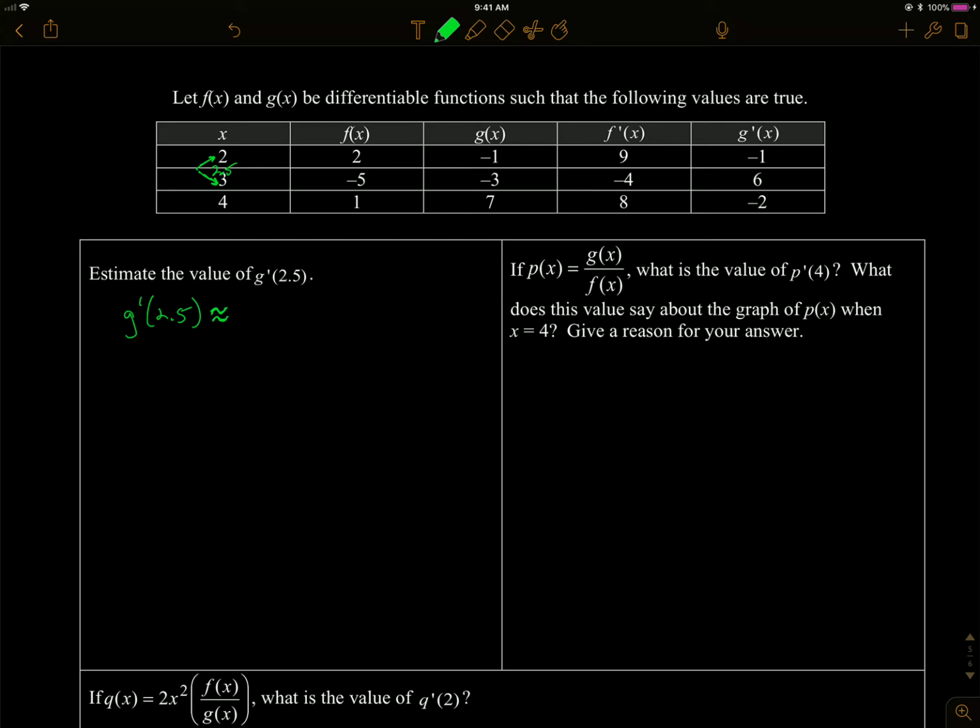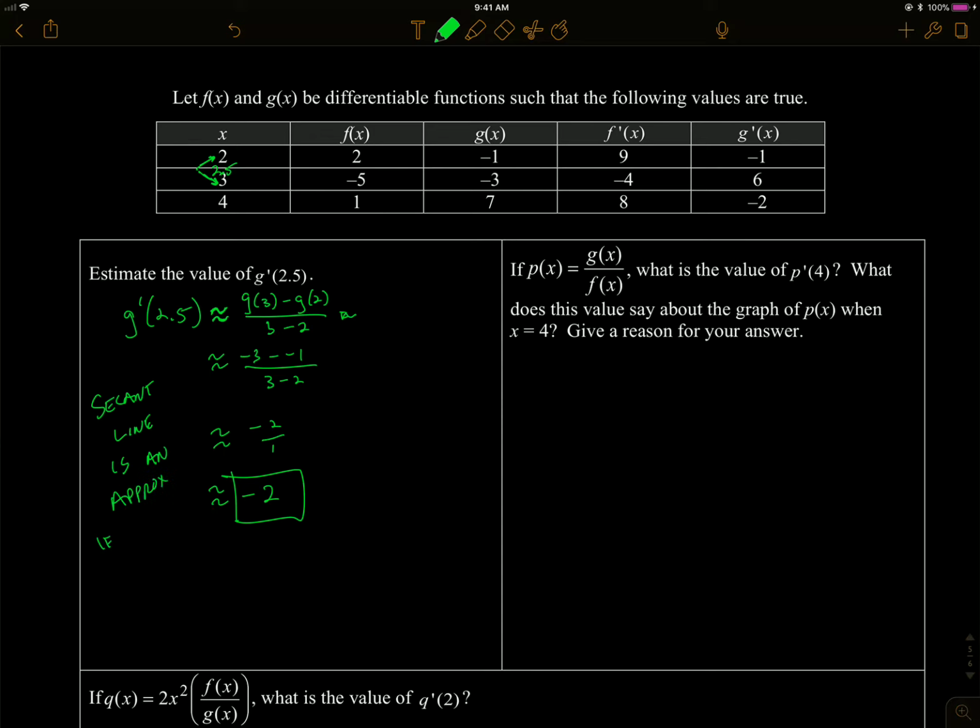So we've got g of 3 minus g of 2 all over 3 minus 2. So g of 3, I'll keep using approximates, I guess. g of 3 is negative 3. g of 2 is negative 1, all over 3 minus 2. So it's going to end up being negative 2 over 1. So the derivative at 2.5 is approximately negative 2. Remember that the secant line is an approximation. If you choose points on either side, the closest points is really what you should do.